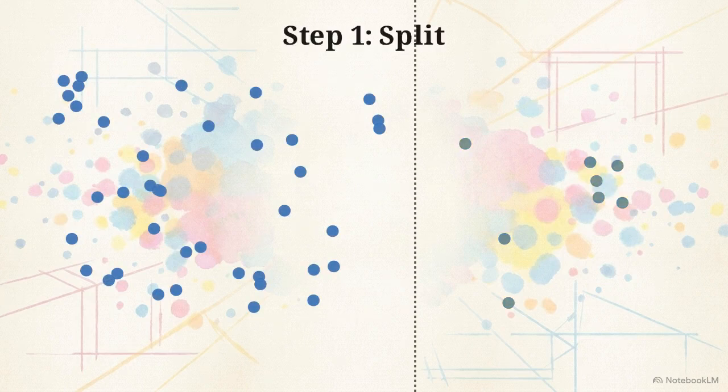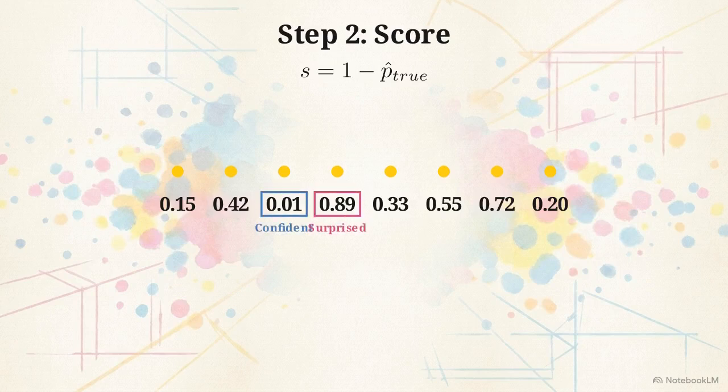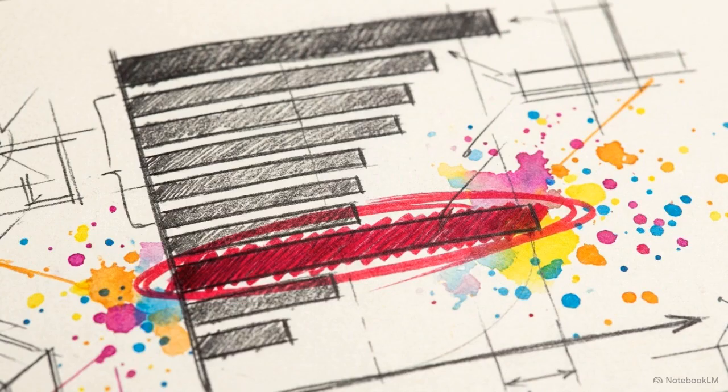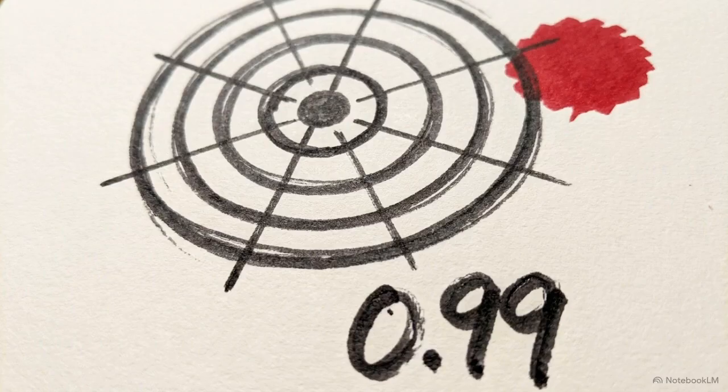Step 1 is split. We hold out a dedicated calibration dataset that the model never sees during its training phase. Step 2 is score. We calculate a metric called nonconformity for every example in that calibration set. Mechanically, nonconformity measures how strange the true label looks to the trained model. If the model is confident and correct, the score is near 0. If the model is completely surprised by the actual outcome, the score is near 1.